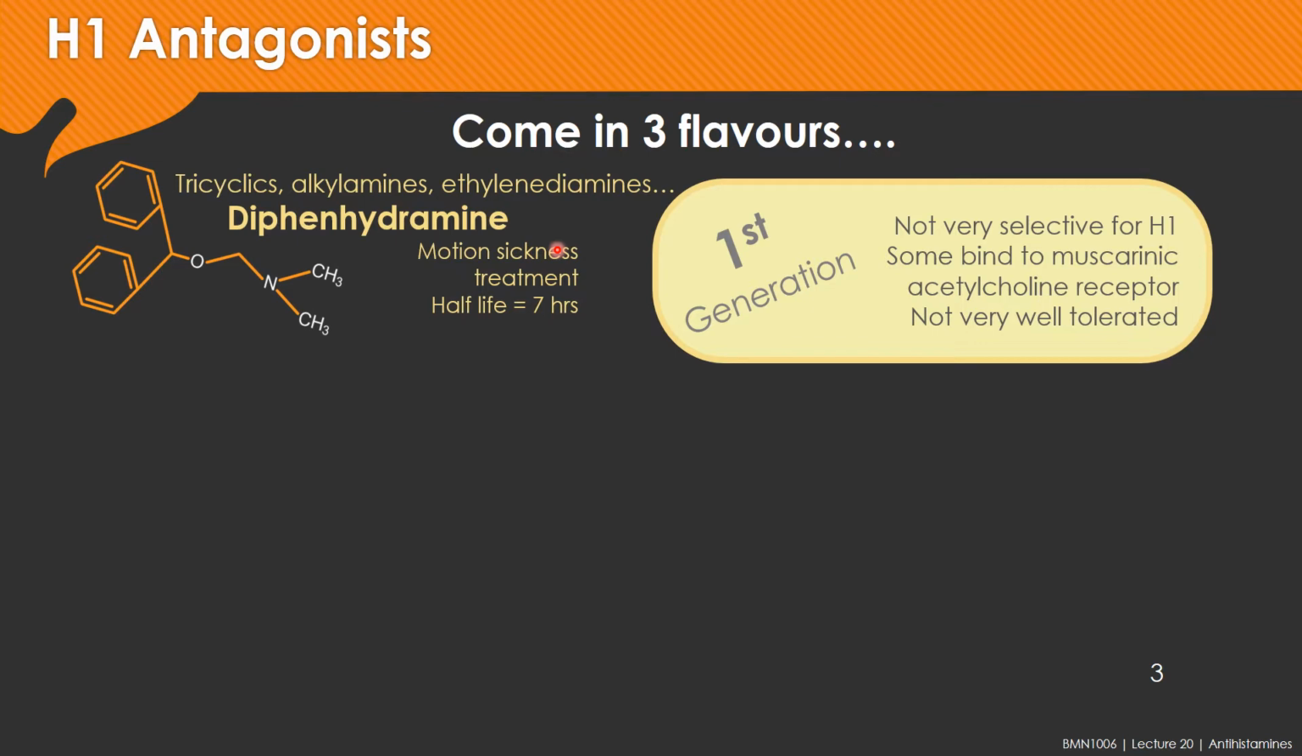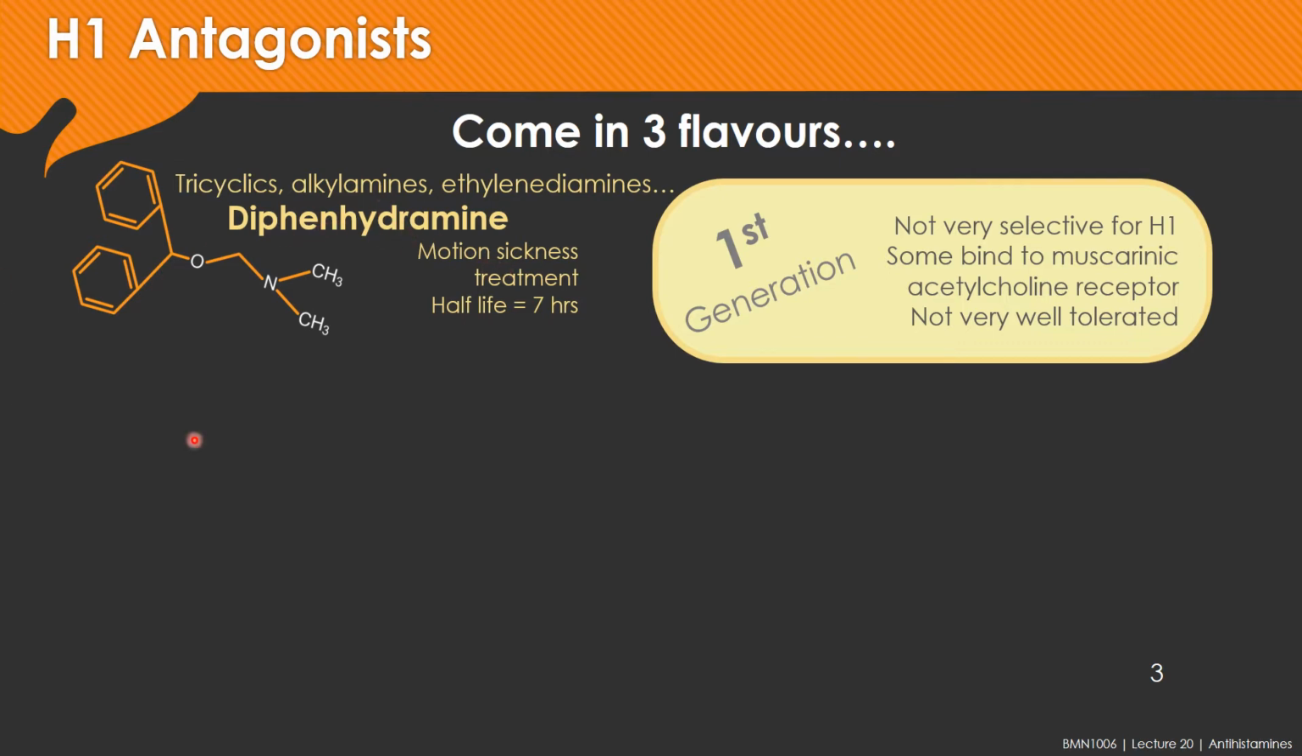Another drawback for the first generation drug is that they have a relatively short lifespan, which is around 7 hours for diphenhydramine. And so you will need to take at least 3 doses per day.